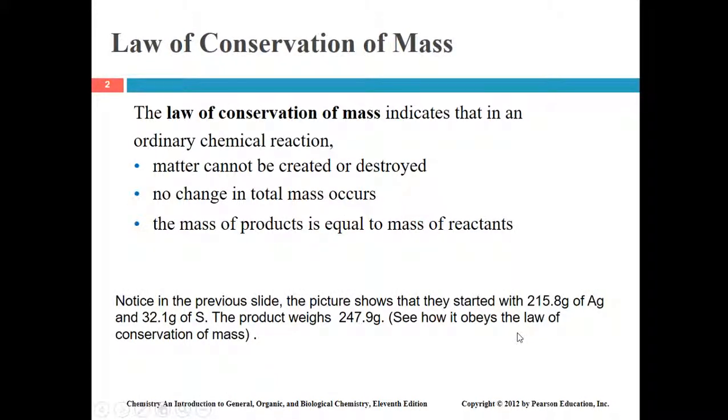Because the law of conservation of mass indicates that in an ordinary chemical reaction, matter cannot be created or destroyed. There is no change in total mass that occurs. The mass of the products is equal to the mass of the reactants.